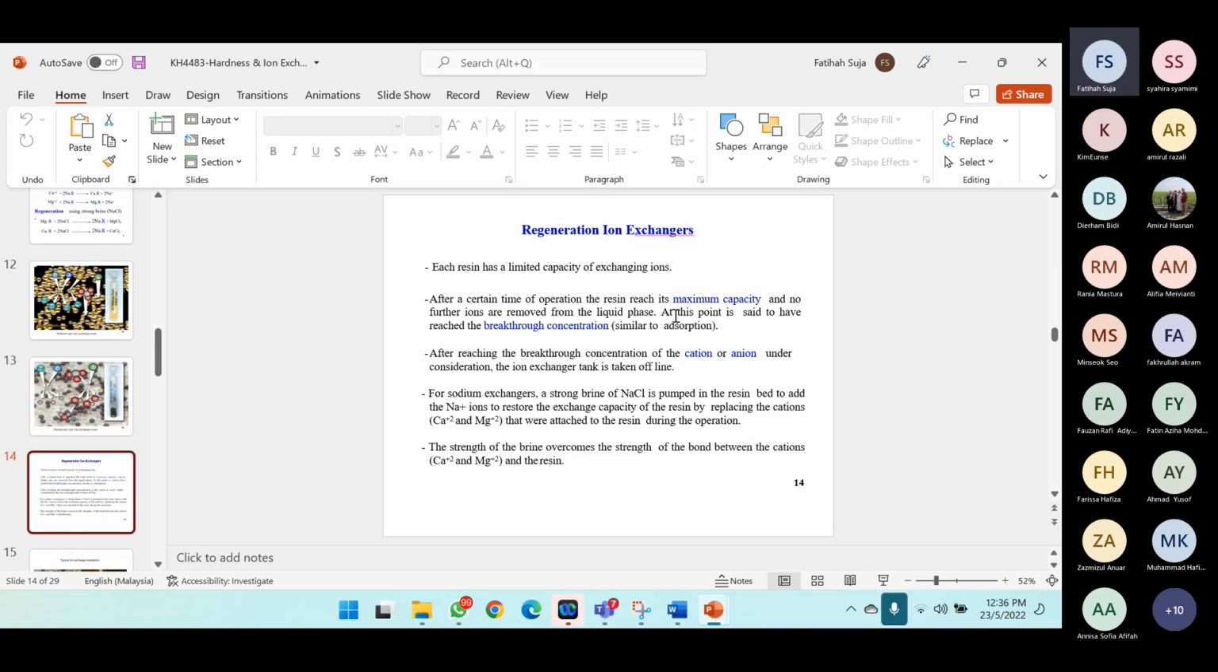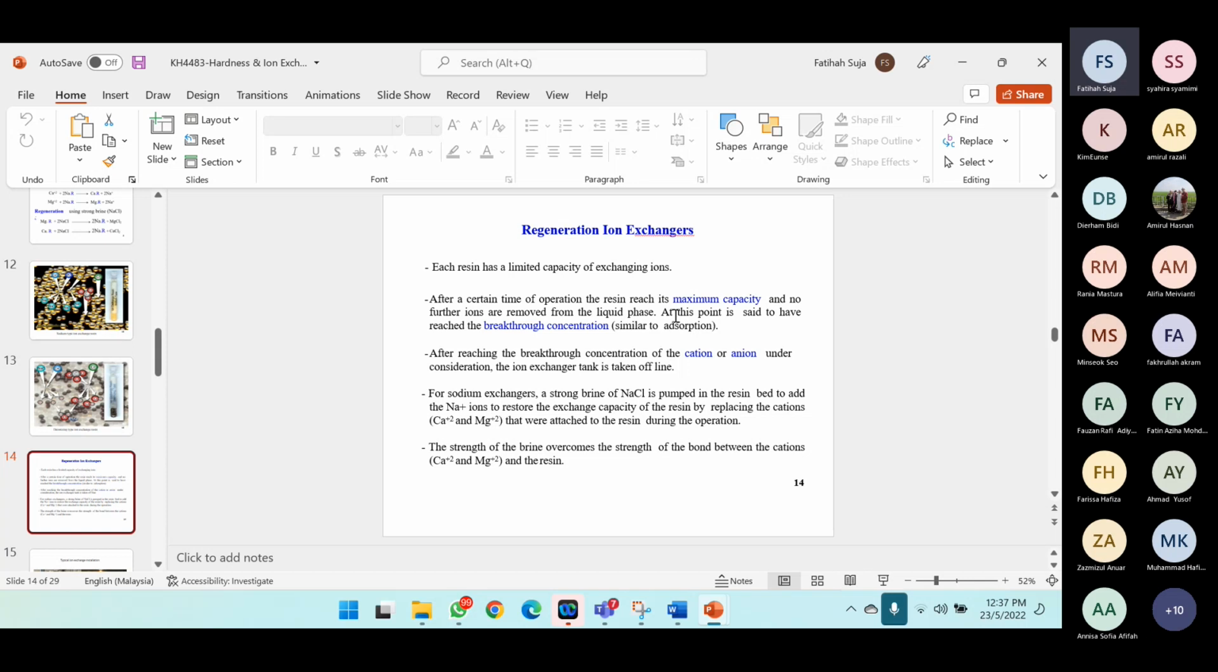So you have to learn about adsorption. After reaching the breakthrough concentration of the cation or anion under consideration, the ion exchanger tank is taken offline. Okay, so you need to stop your operation.